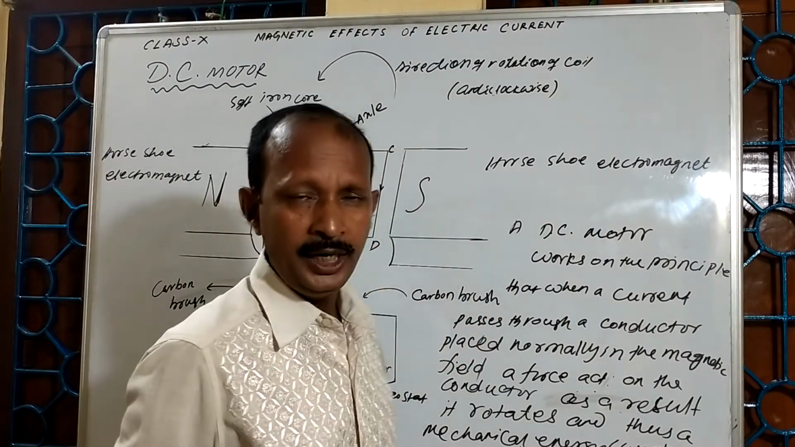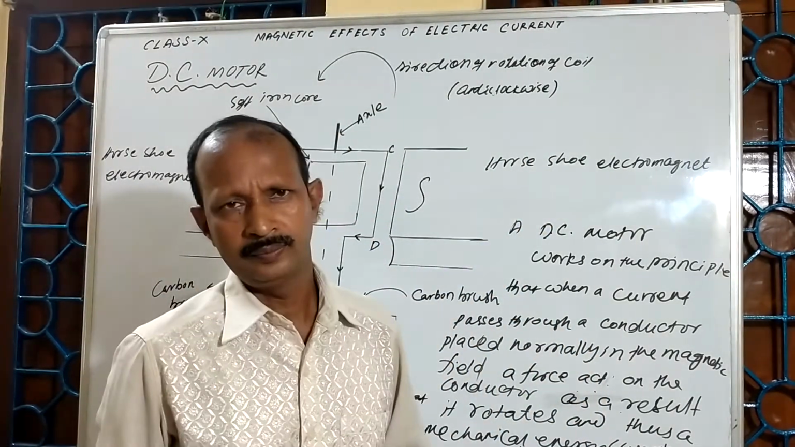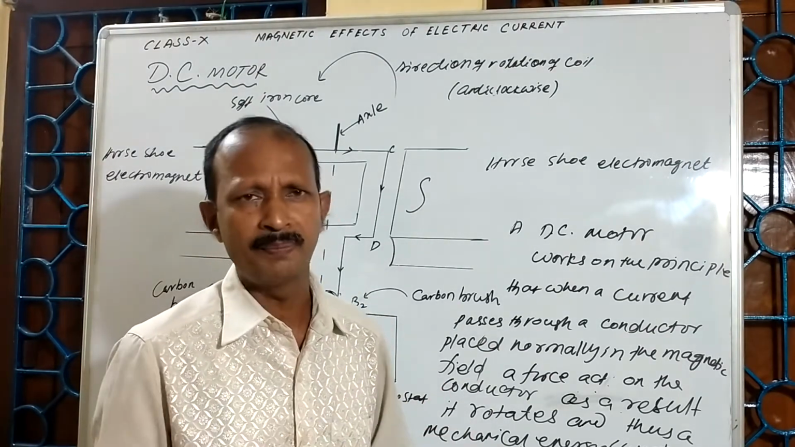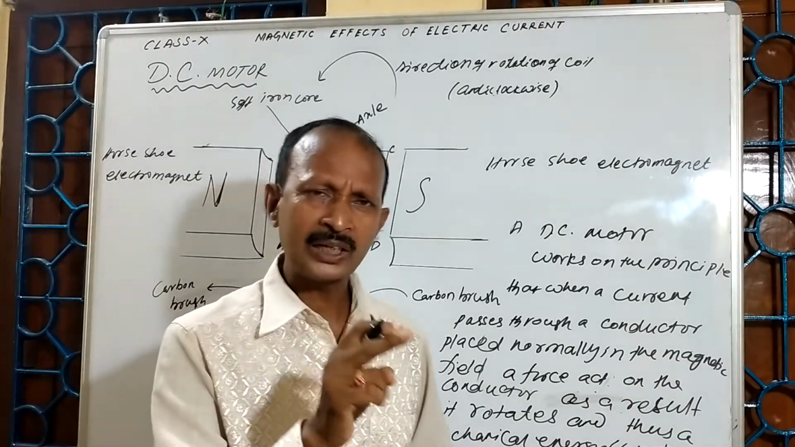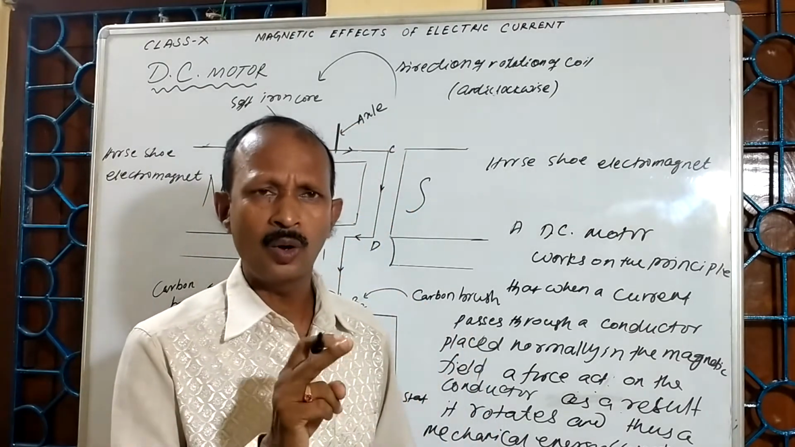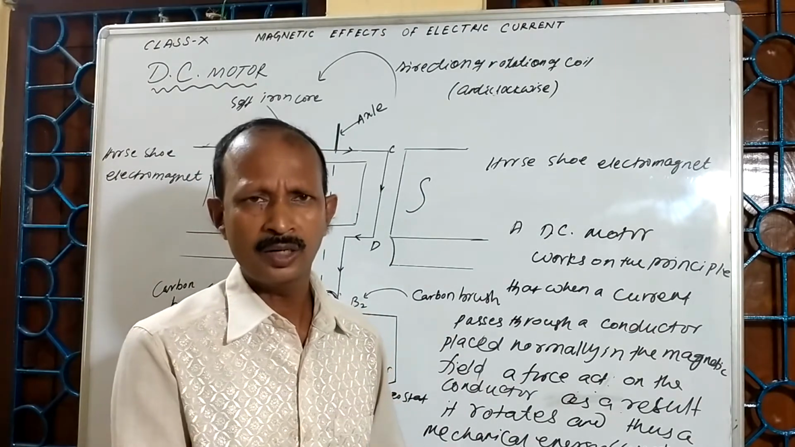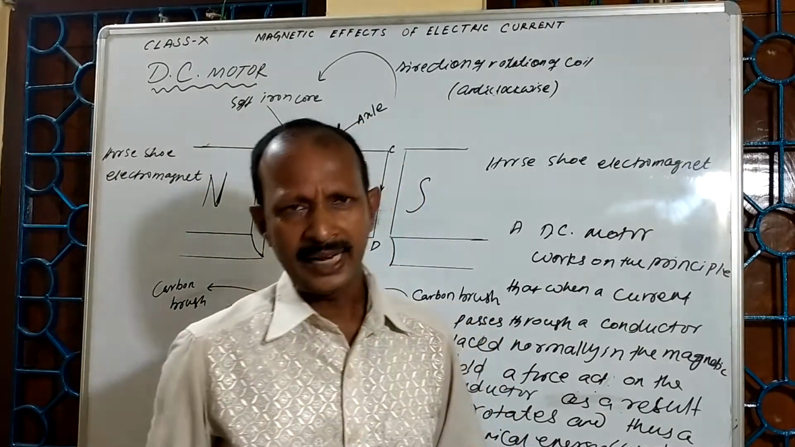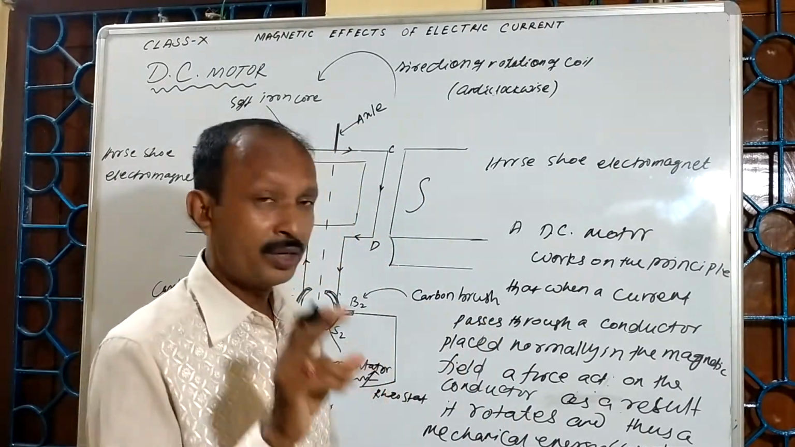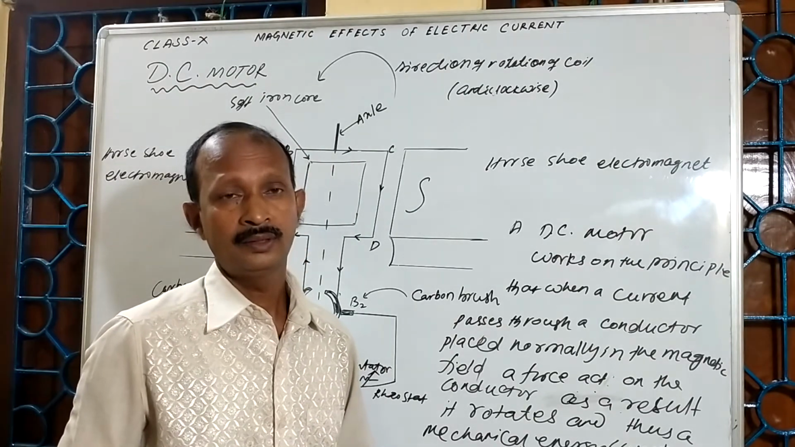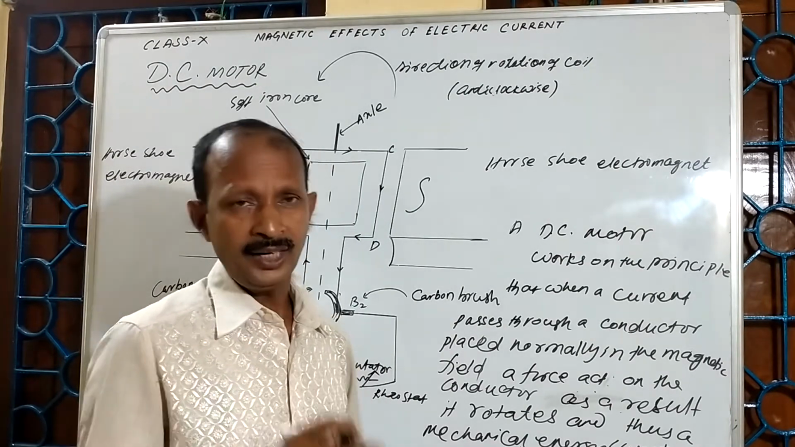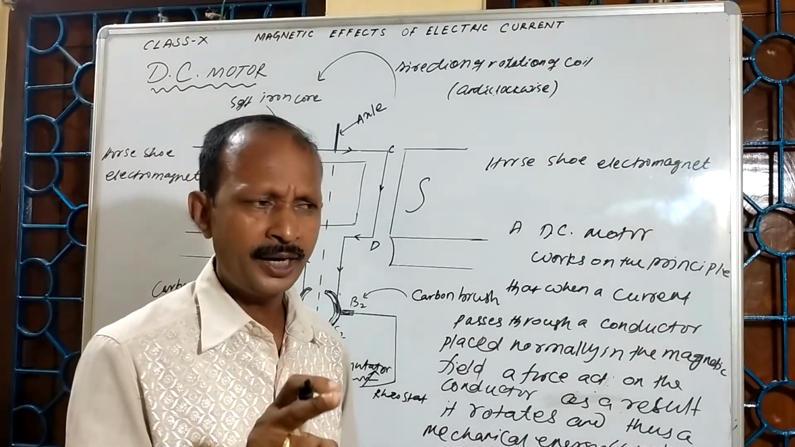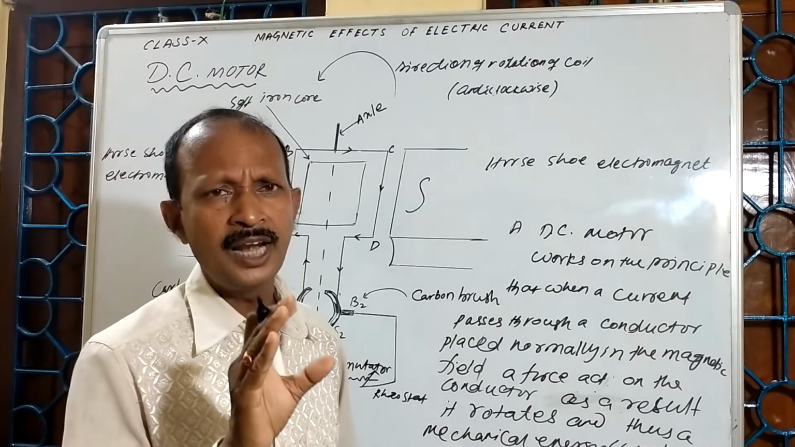That means if a current carrying conductor is placed in a magnetic field perpendicular to the direction of the magnetic field, a force acts on the conductor. As a result, the conductor moves. When the conductor moves, electrical energy is converted into mechanical energy. So, the direction of the force acting on the current carrying conductor can be obtained by using Fleming's left hand rule.